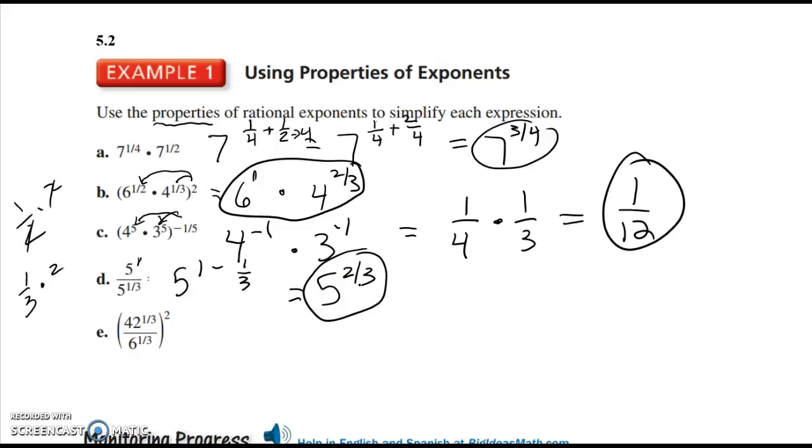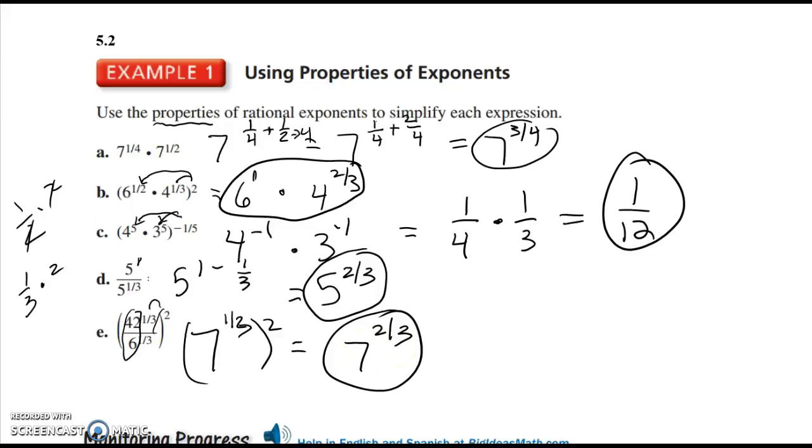4e. Look for some simplifying. You could definitely bring the 2 into both first, or you can see that 42 is divisible by 6. Since they are the same exponents, we can do that. So we get 7 to the 1/3. And now raise it to the second power, and we'll get 7 to the 2/3.